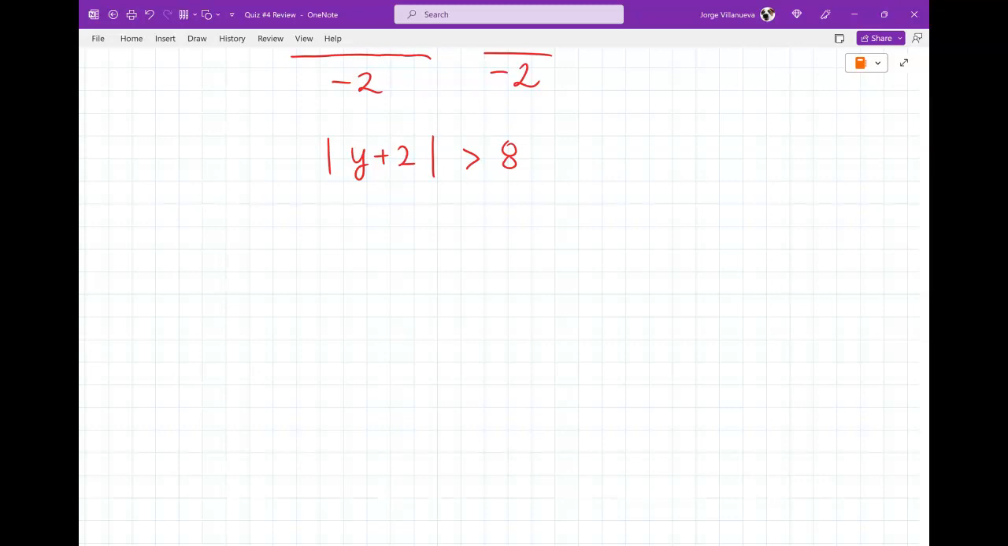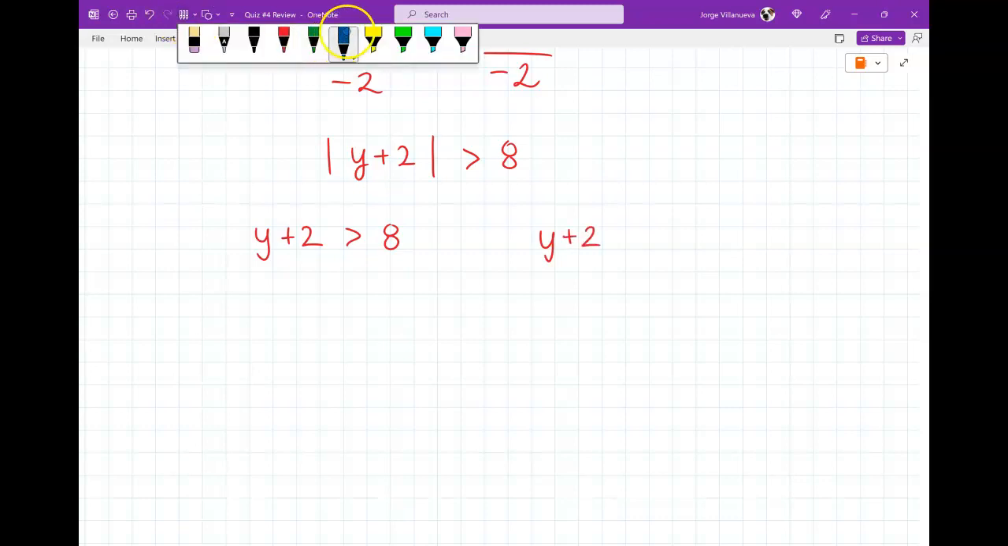So now that it's isolated and I know that it's an OR problem, I'm going to break this apart into 2 different equations. Y plus 2 greater than 8. The first one is just normal, right, without the absolute values. And then I'm going to write y plus 2 less than negative 8.